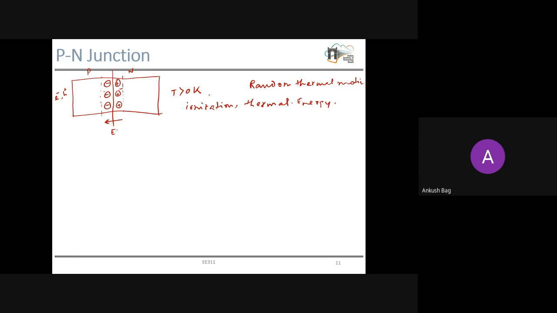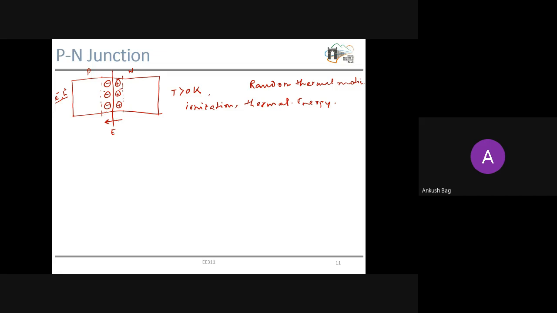But what is the role of this built-in potential, and what will be the width of this region? This is also called the depletion region because it is depleted of mobile carriers. Remember, this is the depletion width considering the mobile carriers, because there will be charges. These charges are there, but the region is depleted of mobile carriers, either electrons or holes. That is why this interface or width is called the depletion width.